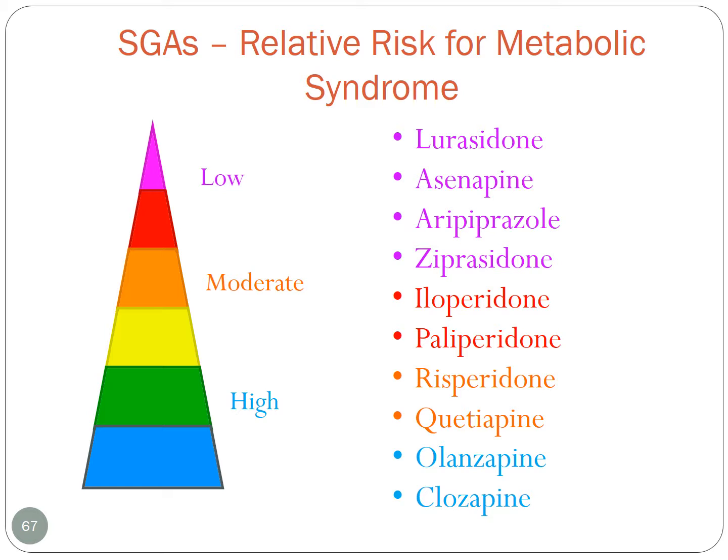I also included some of the agents that are newer and were not included in that 2004 consensus statement. Iloperidone and paliperidone likely fall somewhere between low and moderate risk, and then lurasidone and asenapine also appear to be low risk. Brexpiprazole and cariprazine are newer to the market, and we don't really have a lot of long-term data with them yet. They do appear to be more low risk, so I imagine that's where they'll fall in this profile.